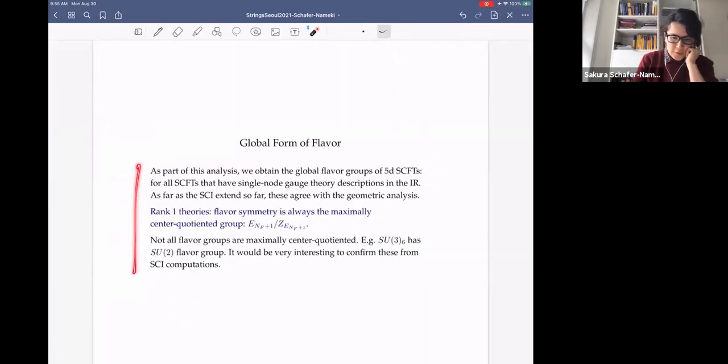And so that brings me back to this global form of flavor. Using the same arguments, the structure group, we can now compute for an arbitrary geometry what are the global forms of flavor. And one nice result is that of all the rank one theories, the flavor symmetries are always the maximally centered quotient groups. So for SU2, it's SO3, but then also all the E_N plus one theories, always the flavor symmetry is the maximally centered quotient one. And that's consistent with the superconformal indices from Kim, Kim, Lee, where you just look at the reps and indeed that flavor symmetry is realized. So that's very nice. But there are also other higher rank cases where the flavor symmetry isn't just a maximally centered quotient one. So it'd be nice to check against some index calculations.